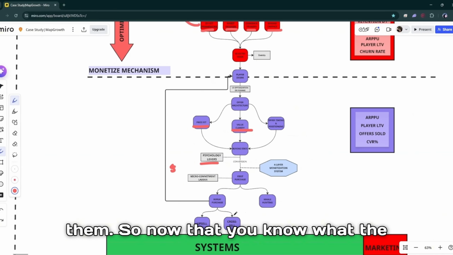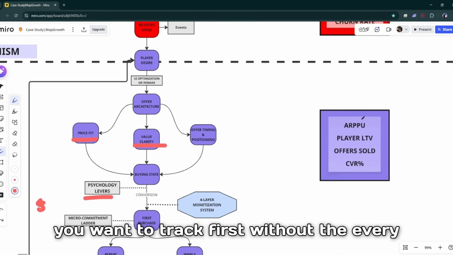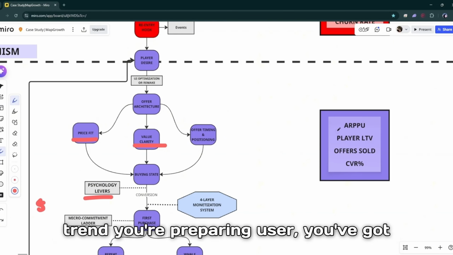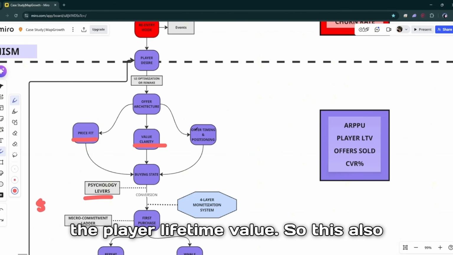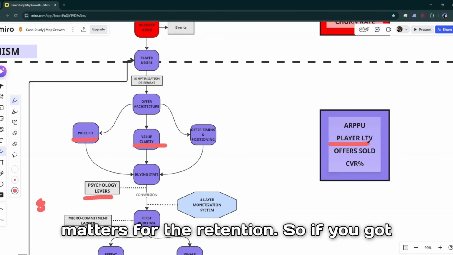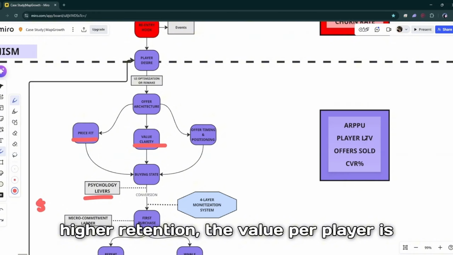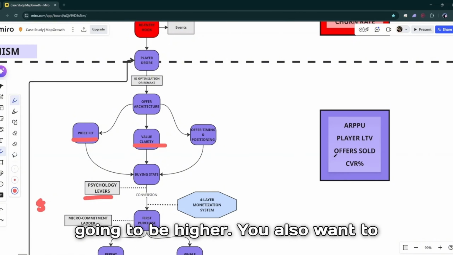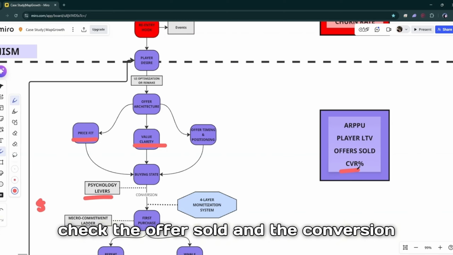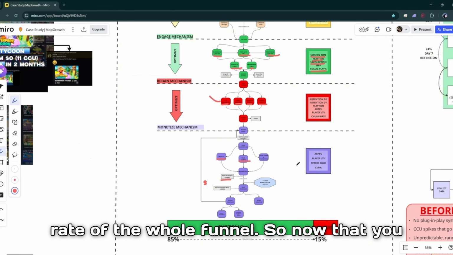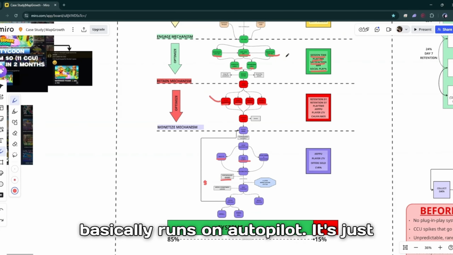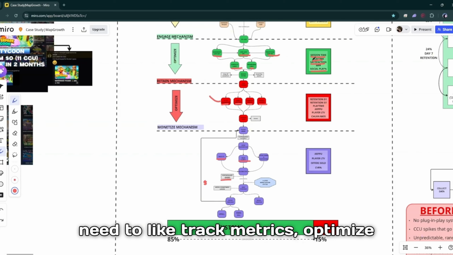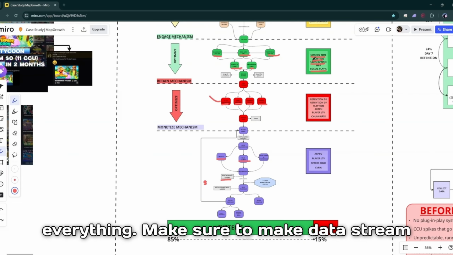So now that you know what the monetize mechanism is, here are the metrics you want to track. First, we got the average revenue per paying user. You got the player lifetime value, so this also matters for the retention. If you got higher retention, the value per player is going to be higher. You also want to track the offers sold and the conversion rate of the whole funnel. So now that you implemented the whole system, it basically runs on autopilot. You just need to track metrics, optimize everything, and make sure to make data-driven optimizations.